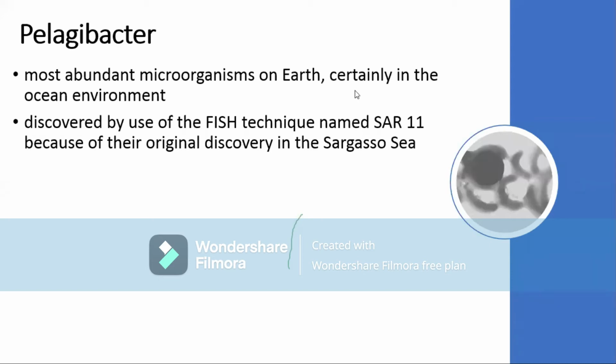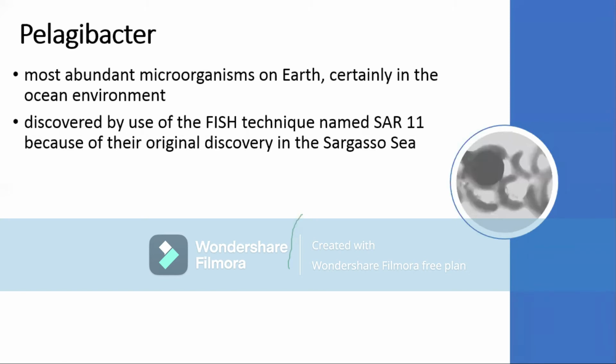Anyways, it was first discovered by the technique fluorescent in situ hybridization, which is also known as FISH. The candidate that was first discovered was named Pelagibacter SAR11 because it was first discovered in the Sargasso Sea, and 11 designates the species number.